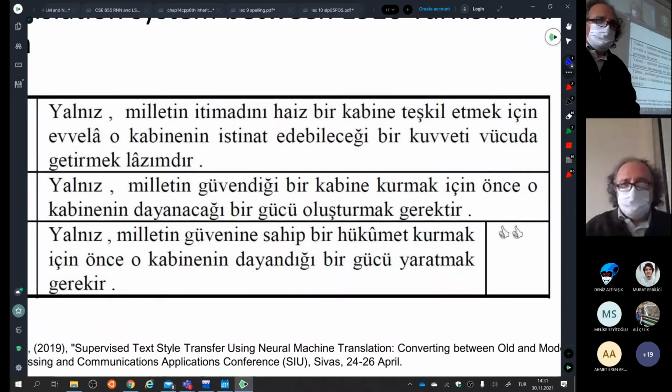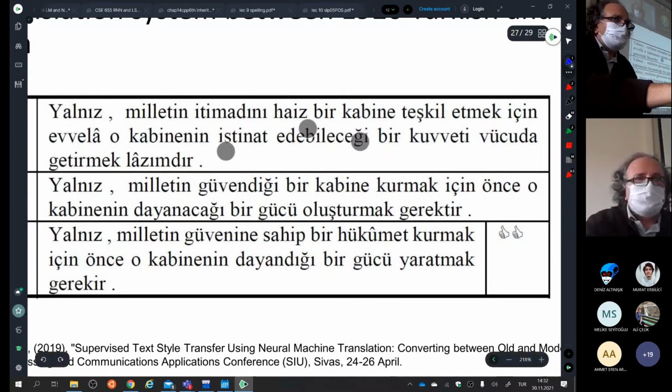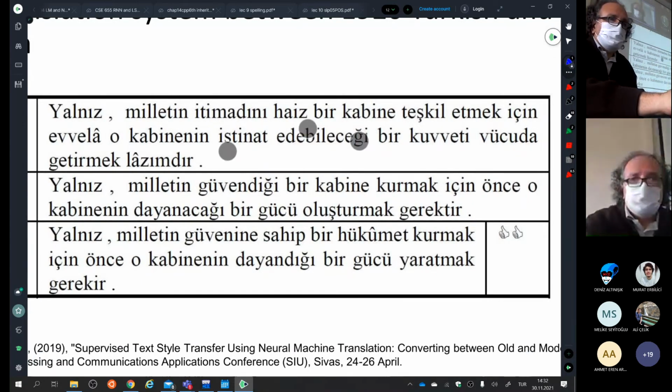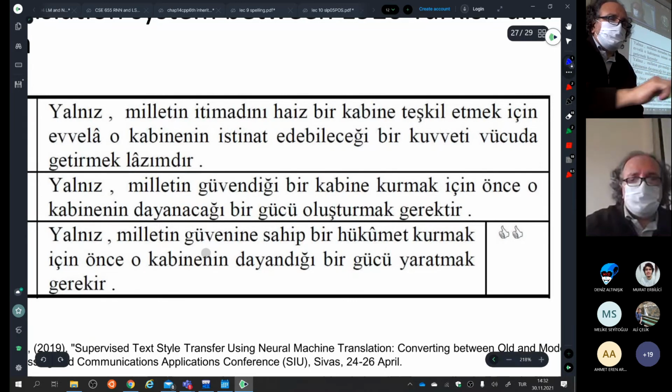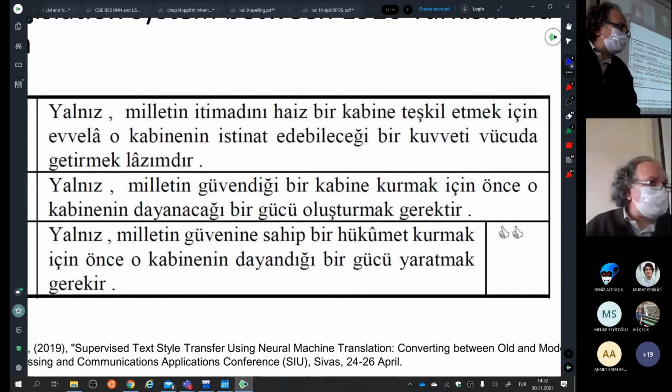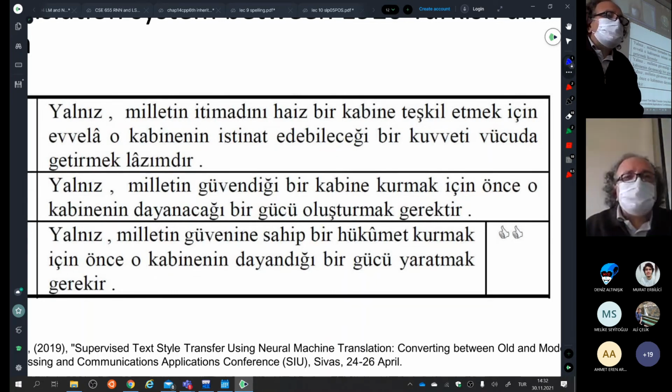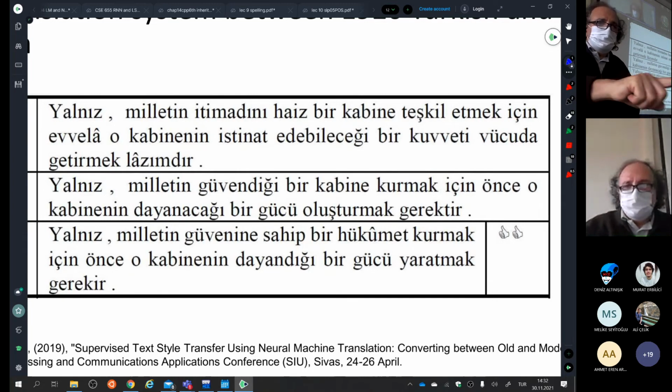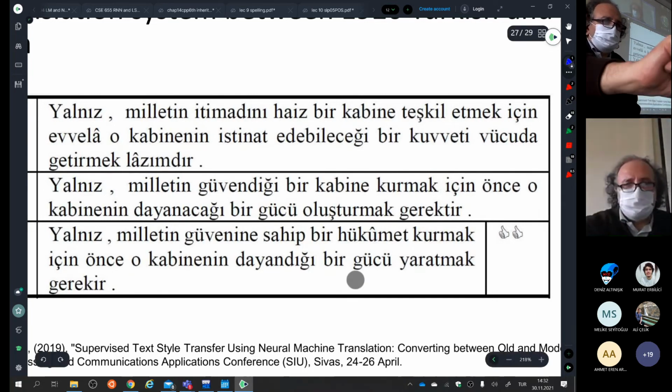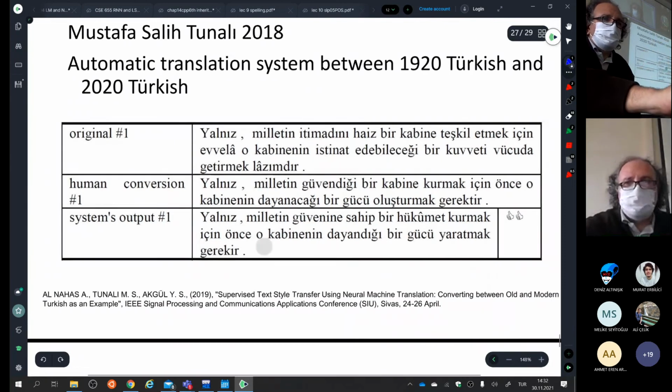Which one is done by the computer? Which one is done by the human? This is from Mustafa Kemal. One of them is from a human and the other one is from Mustafa's system. By Mustafa, I mean Mustafa Salih Tunalı. Yalnız milletin itimadına haiz bir kabine teşkil etmek için evvela o kabinin istinad edebileceği bir kuvveti vücuda getirmek lazımdır. I think this is the one that Mustafa produced. Yeah, this one is the human.